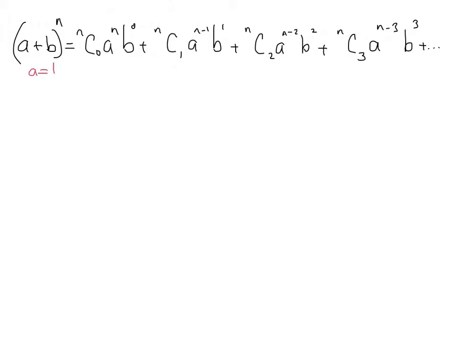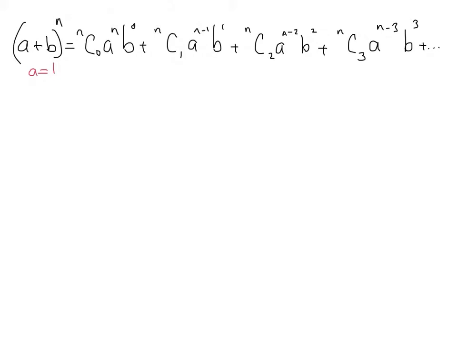So n choose 0, what does that mean? It means n factorial over 0 factorial, n minus 0 factorial. That's the definition, which is n factorial over 0 factorial, n factorial, which is n factorial over n factorial, because 0 factorial is 1, which is 1. Okay, that's fine. I'm going to leave that alone. n choose 0 equals 1.